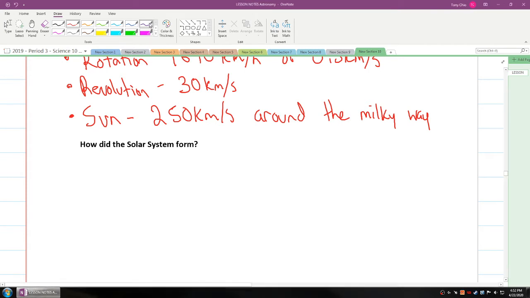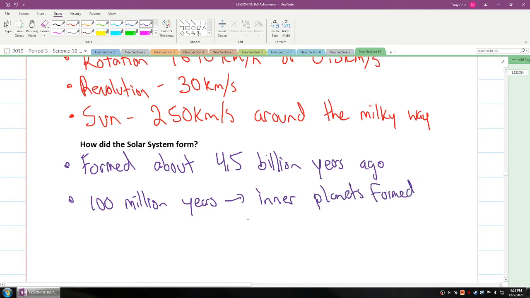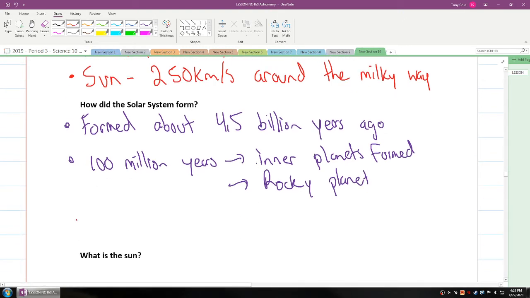So how did the solar system form? Well, our solar system formed when the sun formed. It formed approximately 4.5 billion years ago. That's approximately how old our sun is. In the first 100 million years, the inner planets formed, which are the rocky planets: Mercury, Venus, Earth, and Mars. While it took a bit later for the gas giants to form. And these are the planets that are made up mostly of gas, ice, and dust.